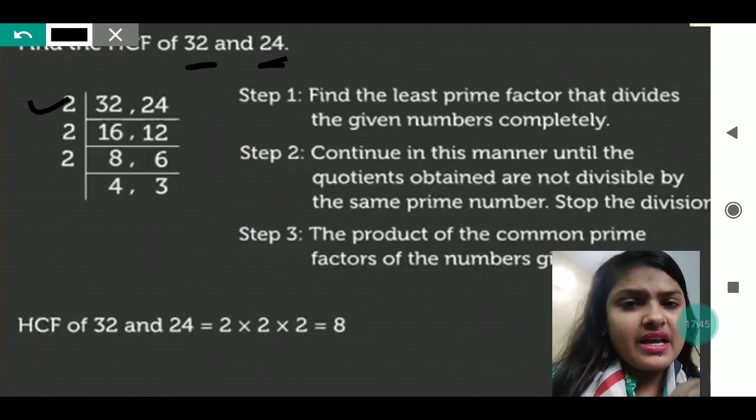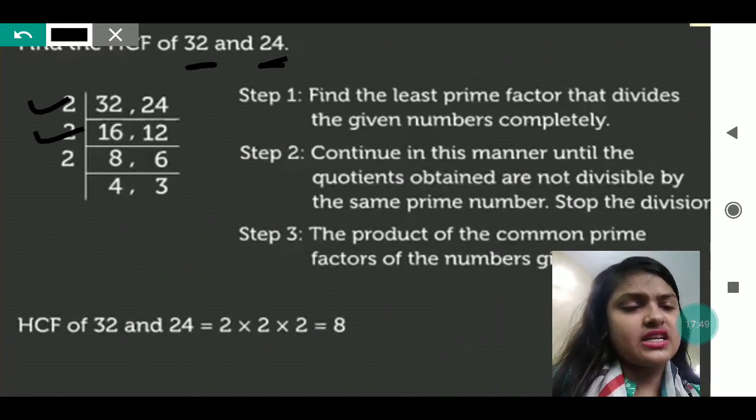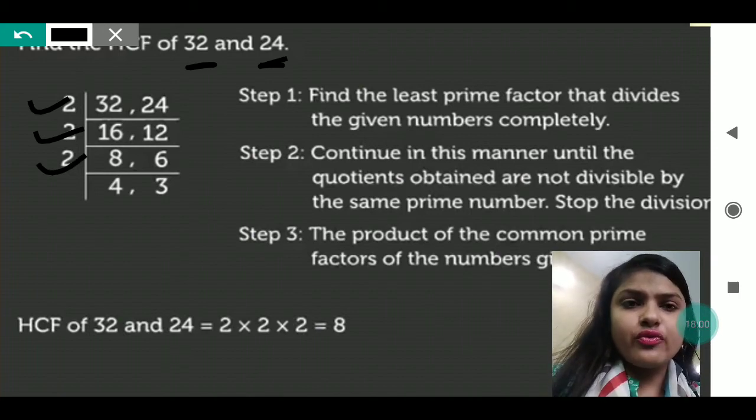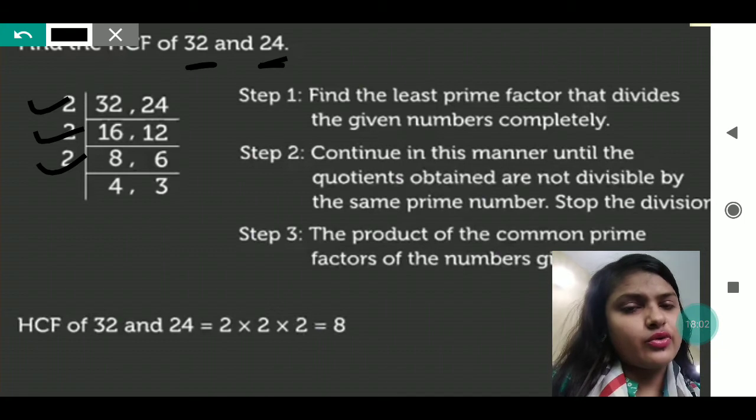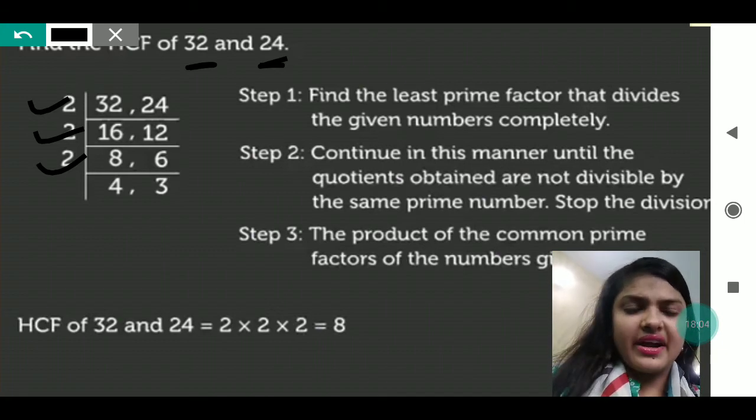32 is divisible by 2, 16 times, and 24, 12 times. Again that 16 and 12 I have divided. 16 is divisible by 2, 8 times, and 12 by 2, 6 times. Now again I have divided. 8 is divisible by 2, 4 times, and 6 by 2, 3 times. Like this I have divided again and again.